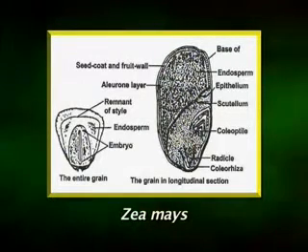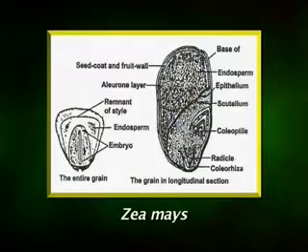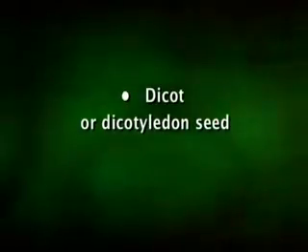Near the base of the grain lies the embryo, which is placed laterally. At the lower end of the embryonic axis lies the radicle, which remains covered by a sheath known as coleorhiza. The upper part of the embryonic axis, that is plumule, is also surrounded by a sheath known as coleoptile. Now the dicot or dicotyledon seed.